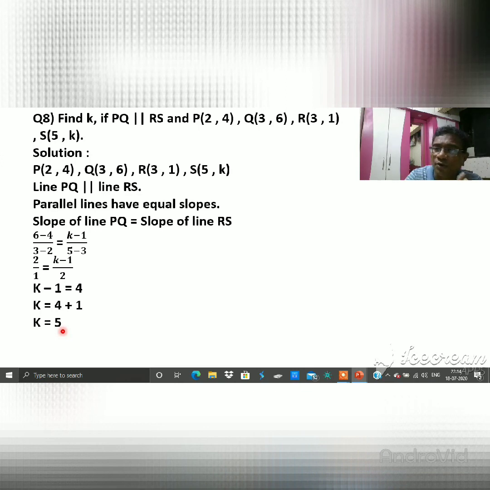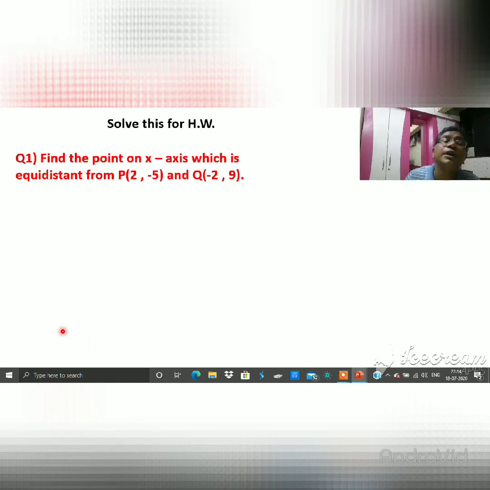I hope that all of the students understand it very well. Whether you understand or not can be checked with the help of the homework. So I am giving you homework. Please solve this homework and send it to me on my WhatsApp number.